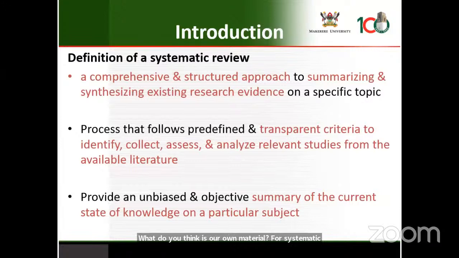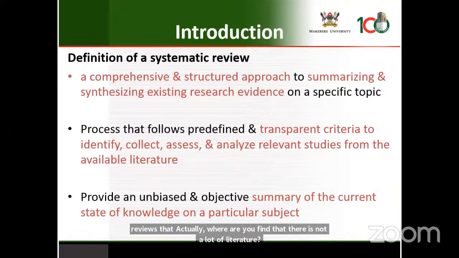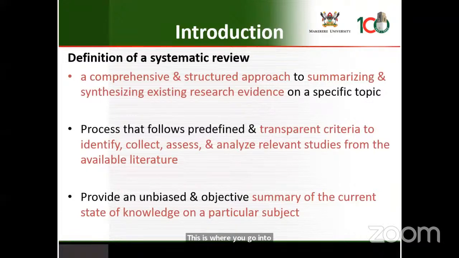Yes, already available literature on the subject. Okay, thank you very much. So literature is our very, very important raw material to produce a systematic review. There are some systematic reviews where you find that there is not a lot of literature. You go into the databases and you search and there is no literature and you still do a systematic review. That is called an empty review.